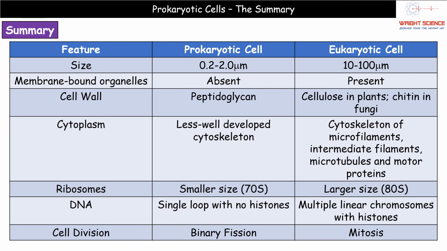In terms of the ribosomes, prokaryotes are smaller. So remember, we could phrase that as their 70S, and the eukaryotic cells are the larger ones, or 80S. The DNA then, prokaryotes, single loop with no histones. Eukaryotic, multiple linear chromosomes with the histones associated with them. And finally, the process through which the cells will divide, binary fission for prokaryotes and mitosis for our eukaryotic cells.